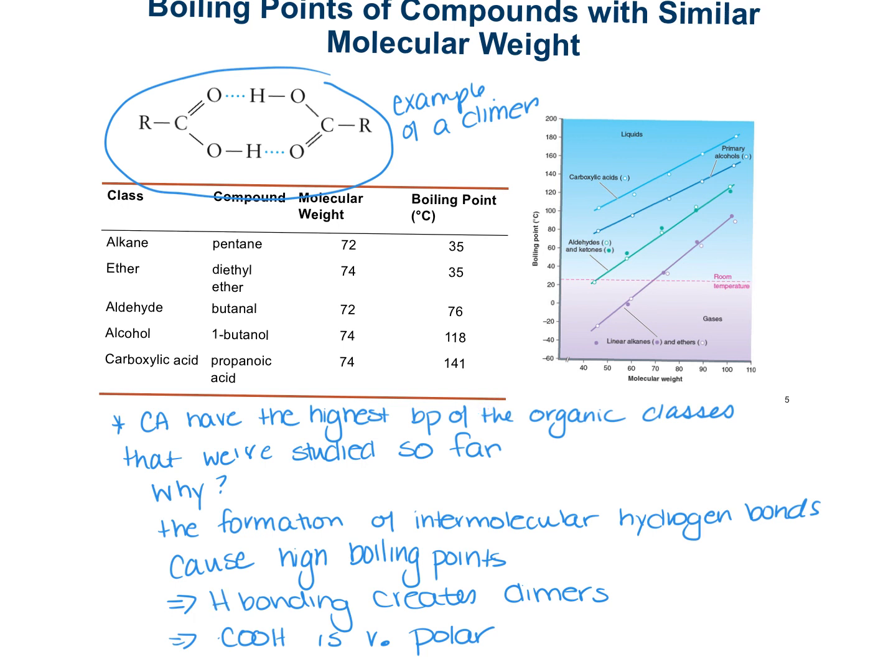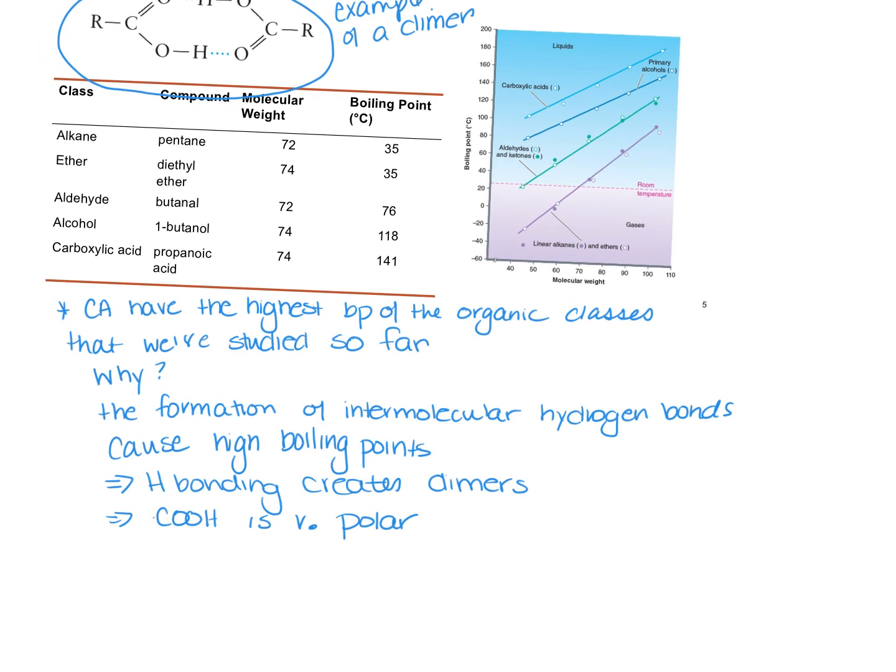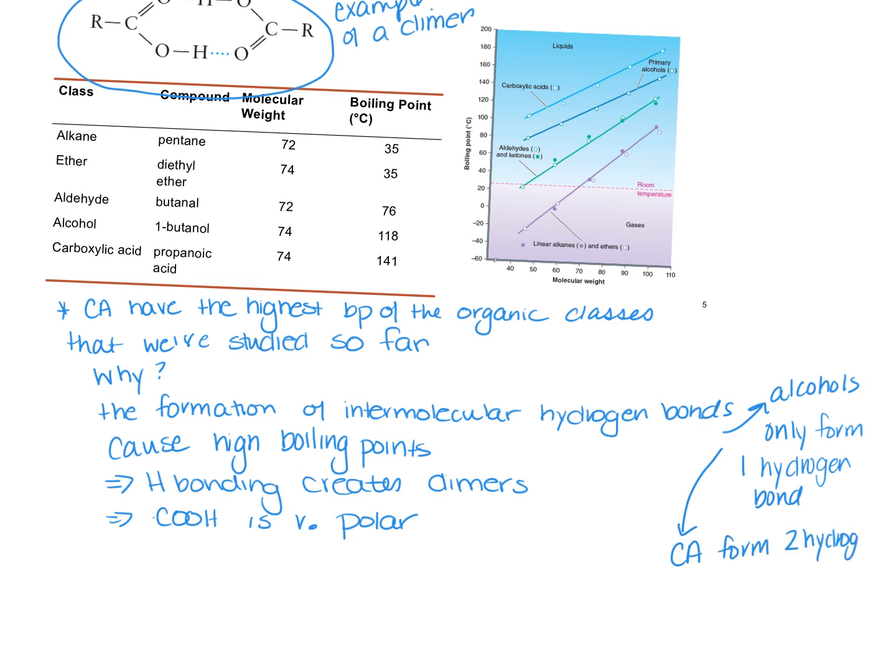I also want to point out that when we talk about these intermolecular hydrogen bonds and we compare it to alcohols, alcohols only form one hydrogen bond, whereas carboxylic acids form two hydrogen bonds. And that's one of the reasons that boiling point is increased there. Now, carboxylic acids, I want to draw your attention back up here one more time.